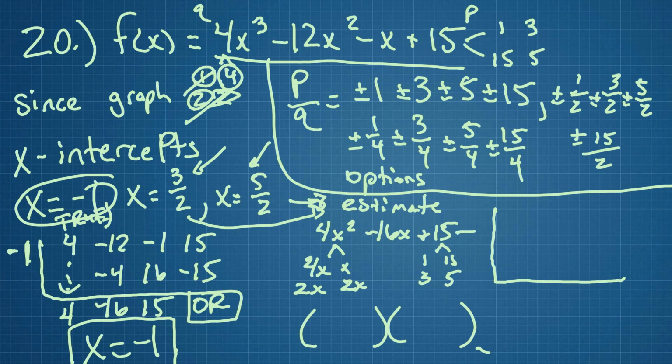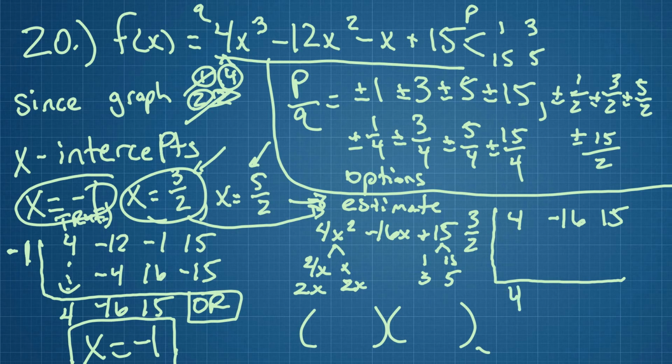I'm going to put this inside the box. So I have 4, negative 16, and 15. This time I'm going to put 3 halves outside the box. If 3 halves works, then it is a factor, and I guessed right on my x-intercept.